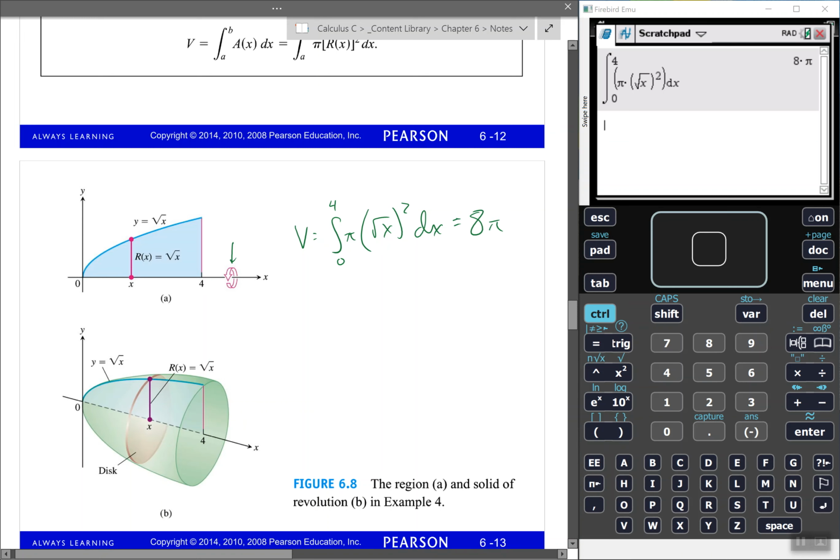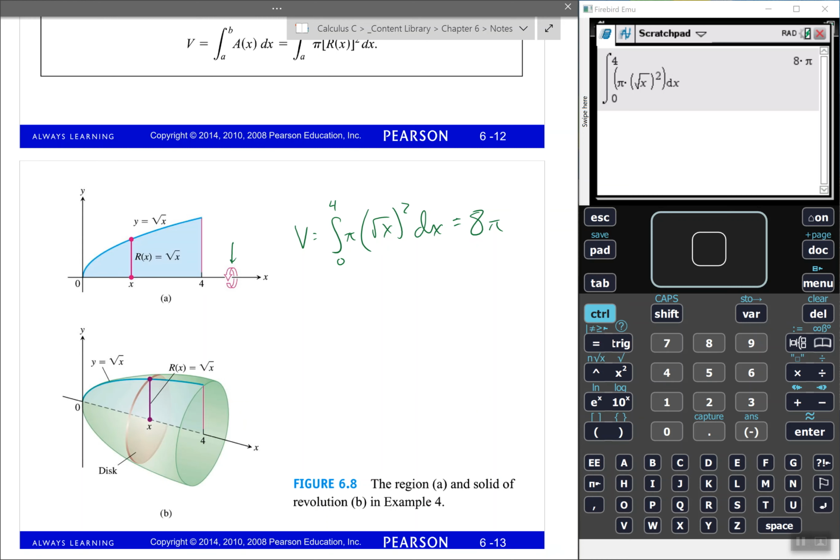If we think about a cone of the same size, I don't know how we'd think about a cone of the same size. It doesn't work that way. Don't think about that. Let's just go back to this formula.